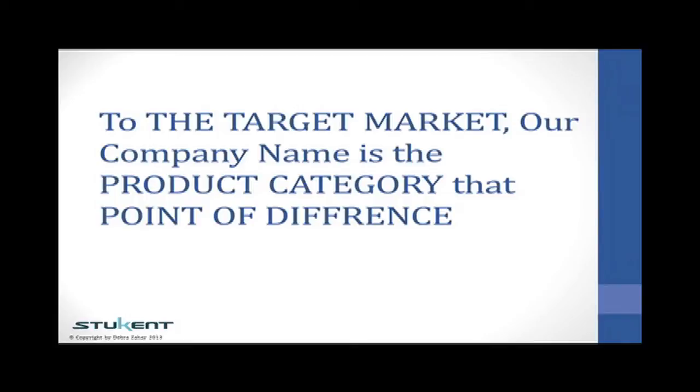If we have a good brand, we're going to be found in search. And if we don't know who we are, we can't really define the search terms that we should be using on our website. So in my classes, I say that a good positioning statement we should work off of is: to the target market, our company name is the product category, and then what makes our point of difference?